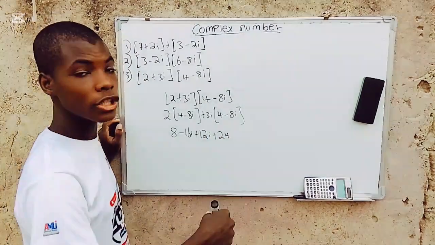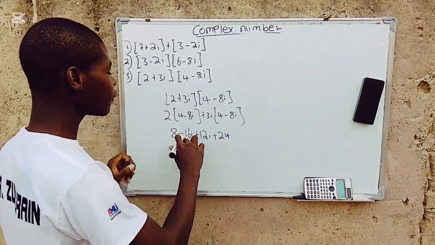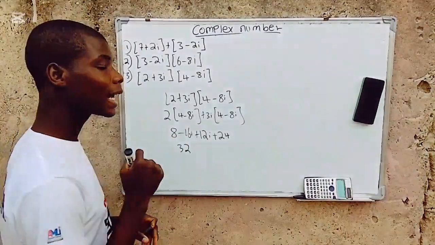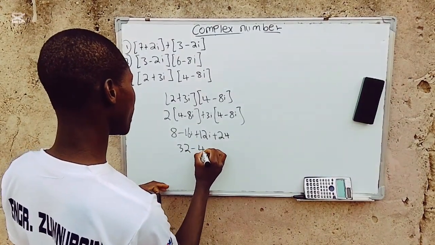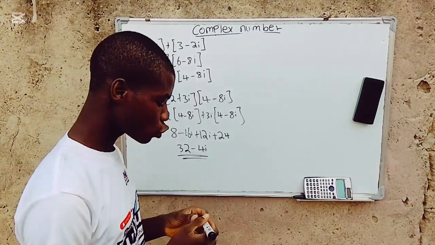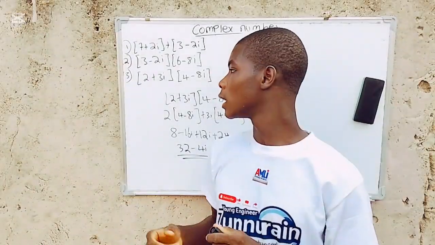So 8 plus 24 gives me 32, and minus 16i plus 12i gives me minus 4i. So 32 minus 4i is the correct solution for the third question.